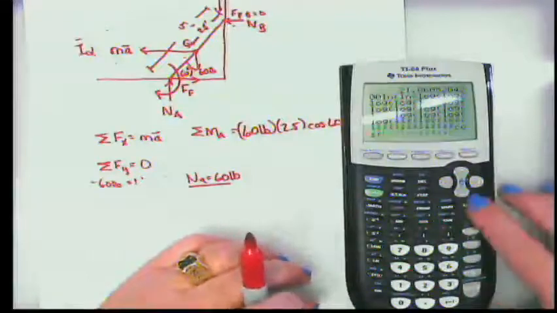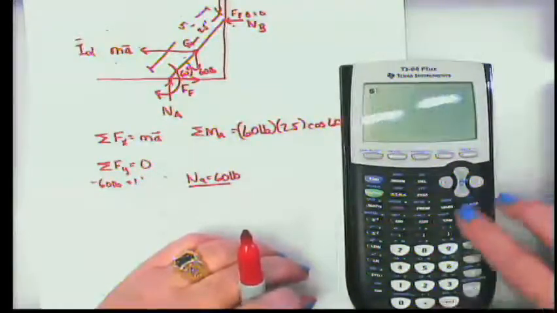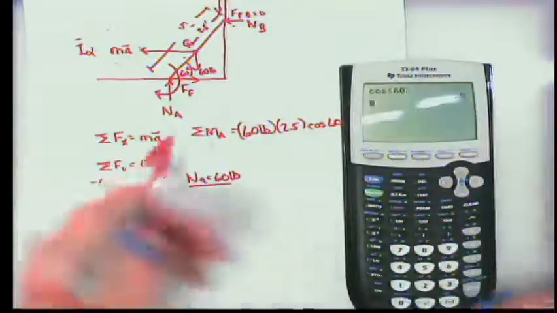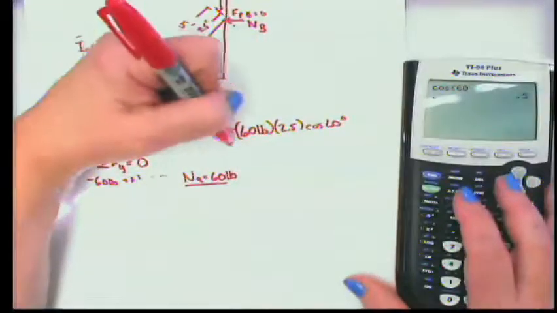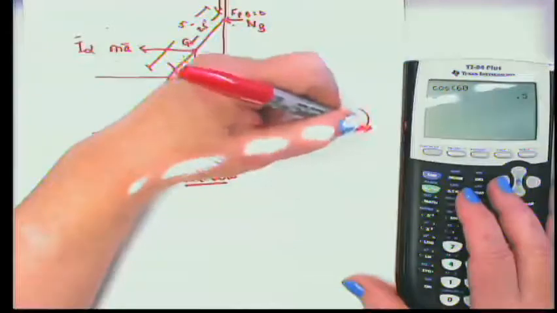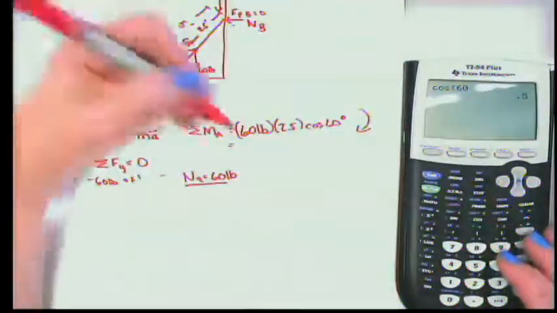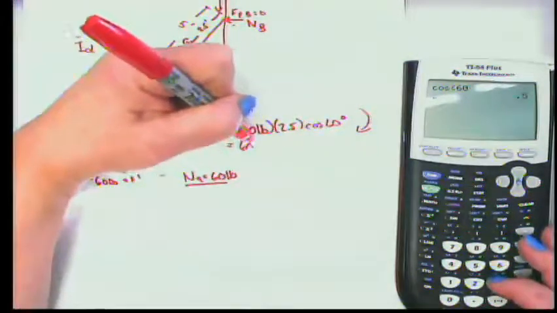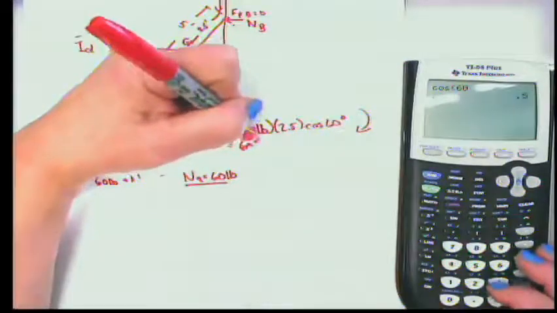But that's 0.5. So the moments, which are going to be counterclockwise, are going to look like this. And we get 60 times 2.5 times 1/2.